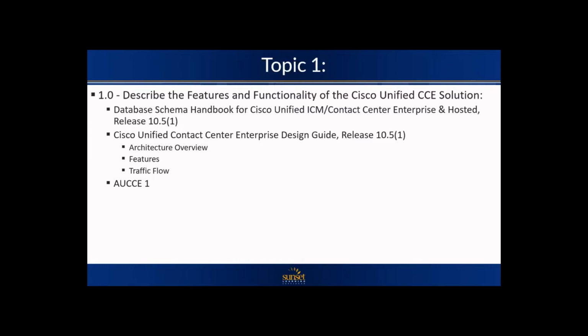I was surprised at how many of these topics in the first topic are actually in the design guide. A lot of it is also in UCCE Part 1. If you've attended that class, you know that the first day is all about definitions and other information related to how ICM works, which is the features and functionality. In the design guide for 10.5, you should be able to find most of this information in the architecture overview section, the features section, and/or the traffic flow section.